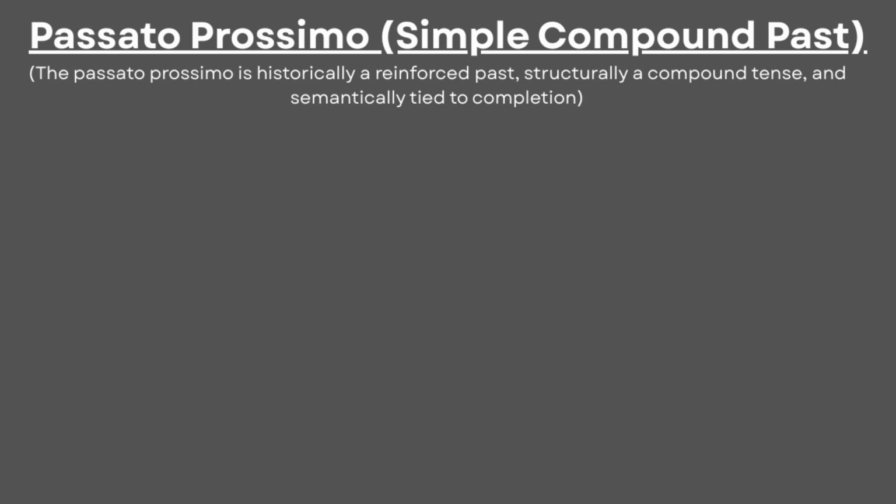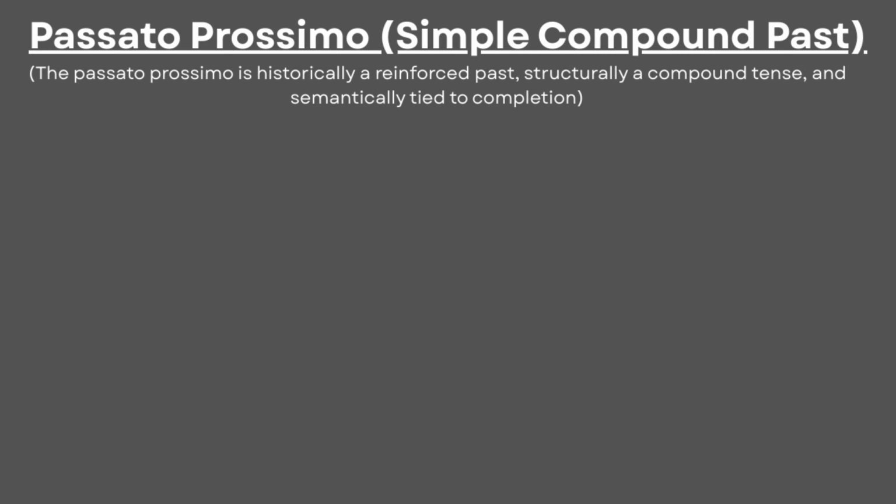Let's begin with the simple compound past, known in Italian as passato prossimo. This tense is the most common in Italian speech, which is historically a reinforced past and a compound tense that is tied to completion.